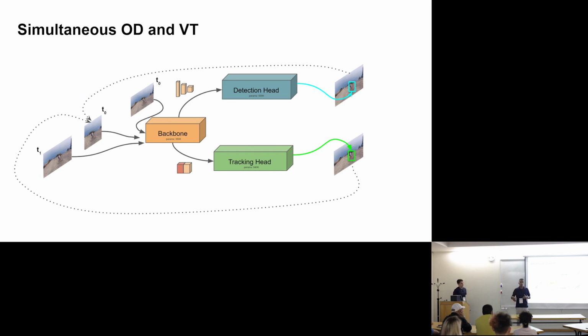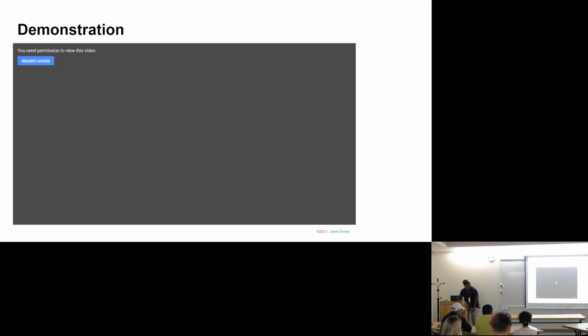Whenever it goes below the threshold, we start using the detector again, and this goes on and on during the time when the drone follows the tracker. So we'll show some videos.